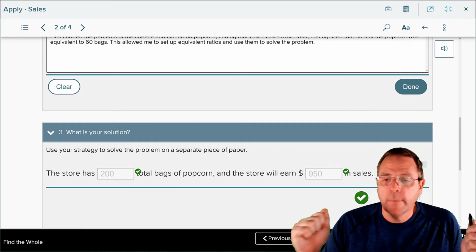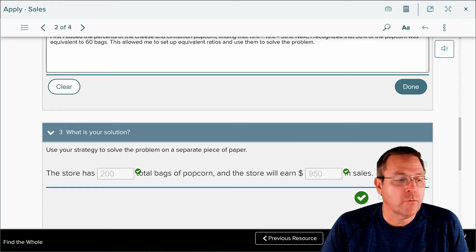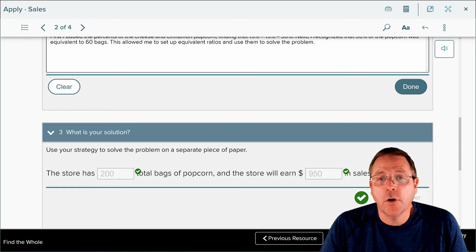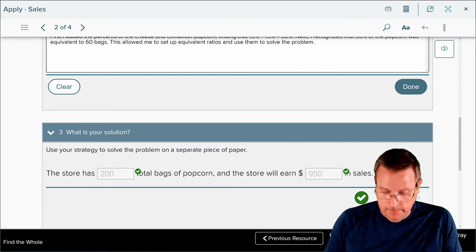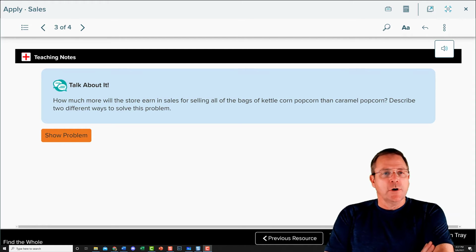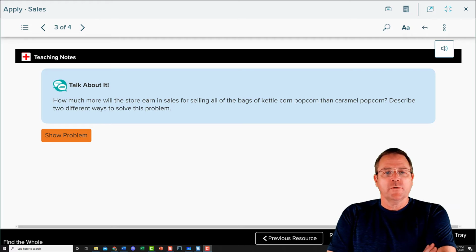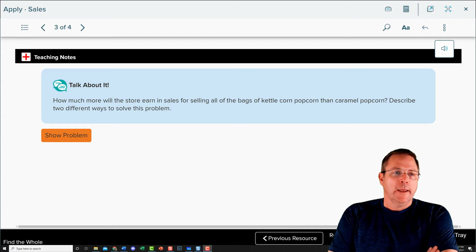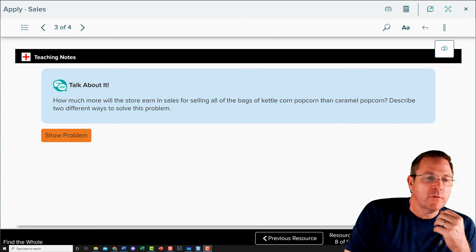Check our answer, and we are correct. Of course, on yours, you will also need to write an argument to justify your answer. Now, you could take this problem even further by asking yourself, how much more will the store earn in sales for selling bags of kettle corn than caramel corn? And describe 2 different ways to solve this problem.